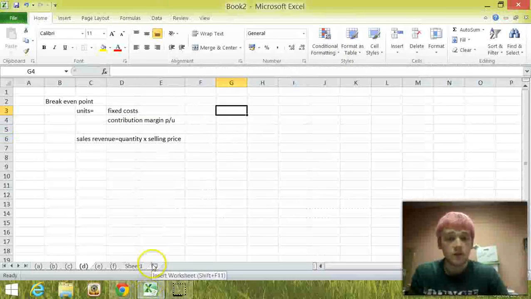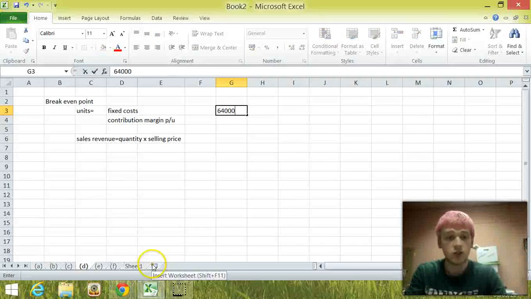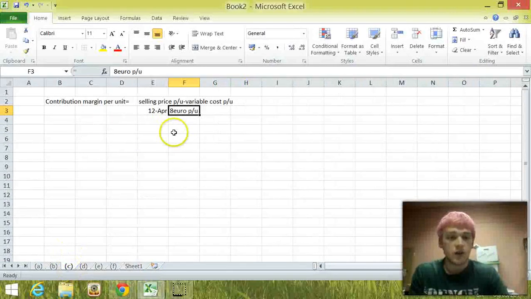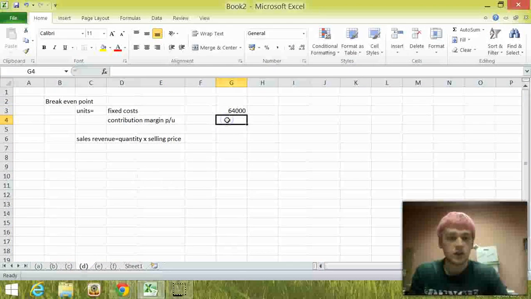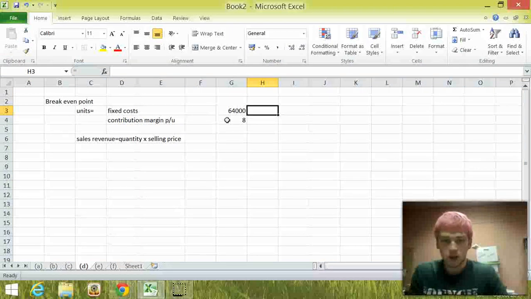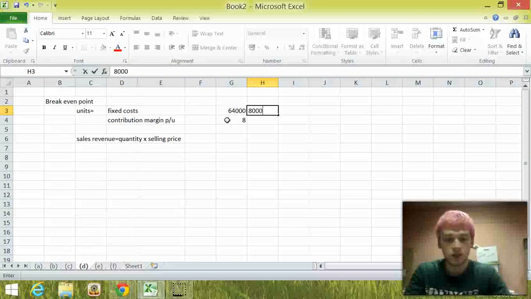So we'll type that in, 64,000 euros. And our contribution margin, we've actually calculated in part C as €8 per unit. So if we divide that by 8, we get a break-even point in units of 8,000 units.